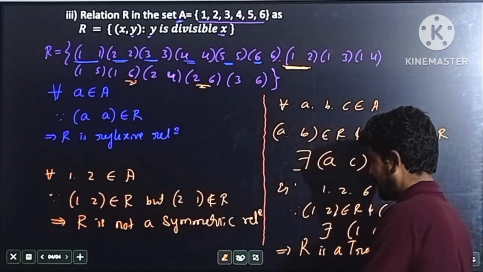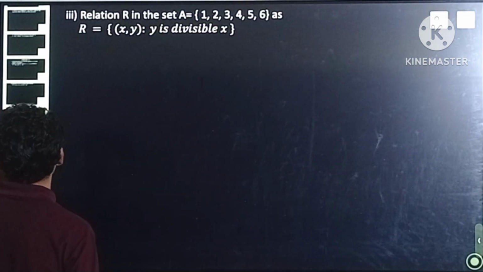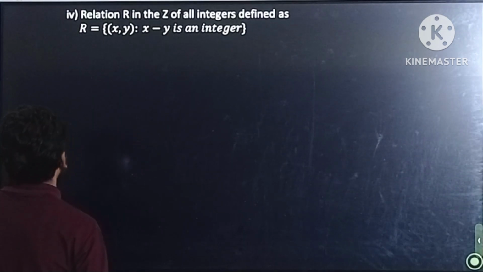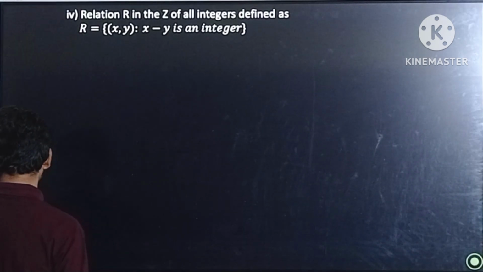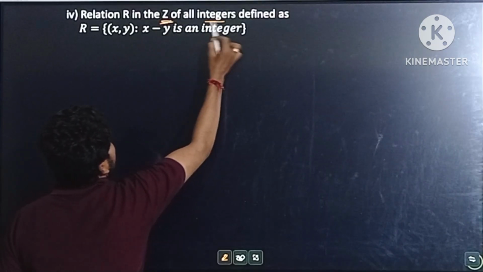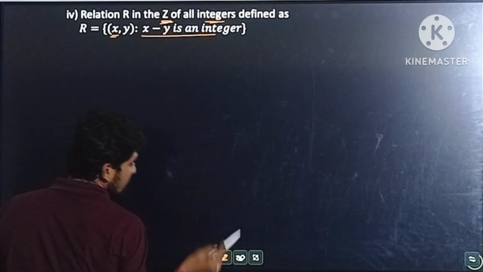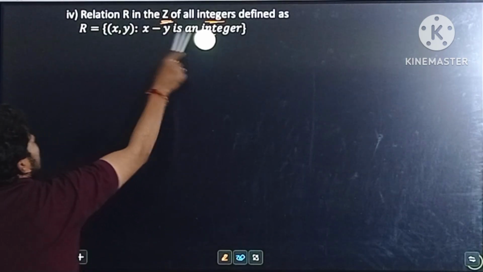Now let's start the next question. And the fourth question in the first one, what is that? This is also one of the relations defined on the set of integers, the set of all integers. And the relation between x and y is: x minus y is an integer.